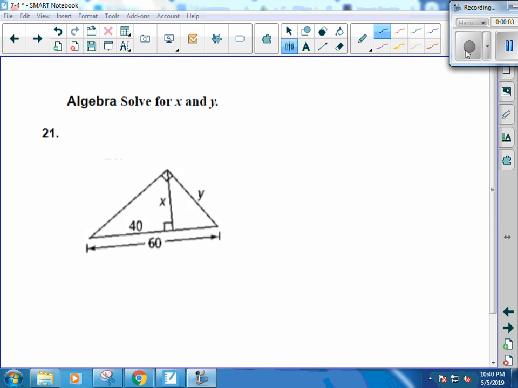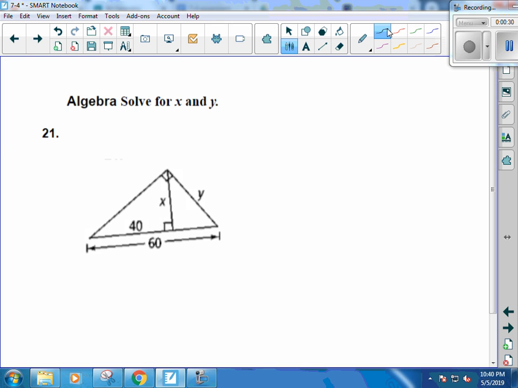Video, we're going to go over the last example in lesson 7.4, where we're going to solve for some variables. This is example 3. I'm going to combine similar triangles that we did in example 1 with the geometric mean of example 2. So the first thing I want to do is line up the 3 different triangles.